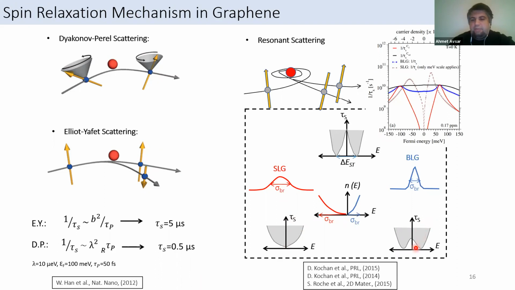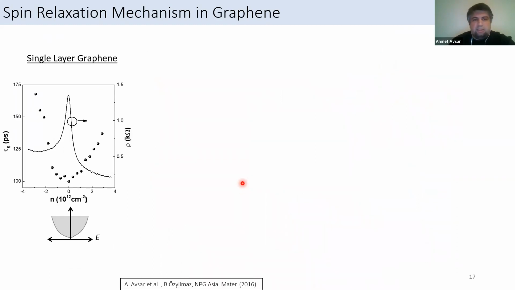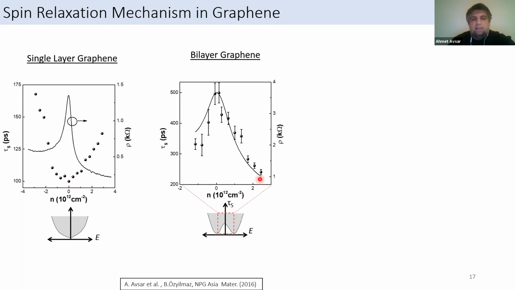In bilayer graphene, they predict that first the spin relaxation time should decrease, and then at a density around 3-4 times 10 to the power 12, it should start to increase. So with this in mind, we started to do a gate-dependent spin transport measurement. In the single layer graphene, we could see that as you increase the carrier concentration, spin relaxation time was increasing. In the bilayer graphene at the low doping regime, we could see that the spin relaxation time has an opposite tendency to the single layer graphene.